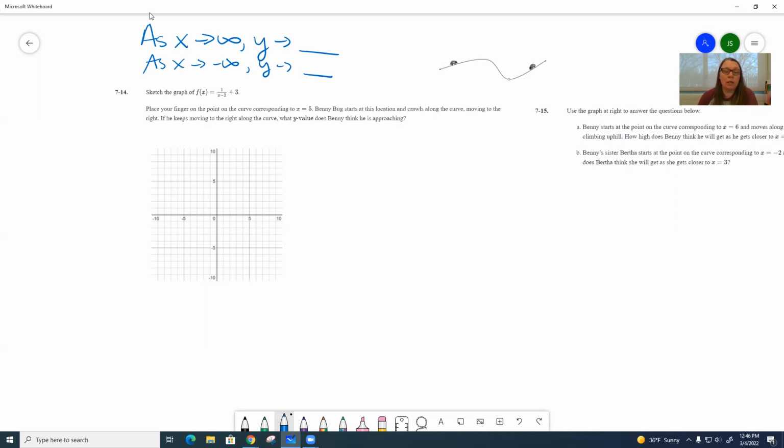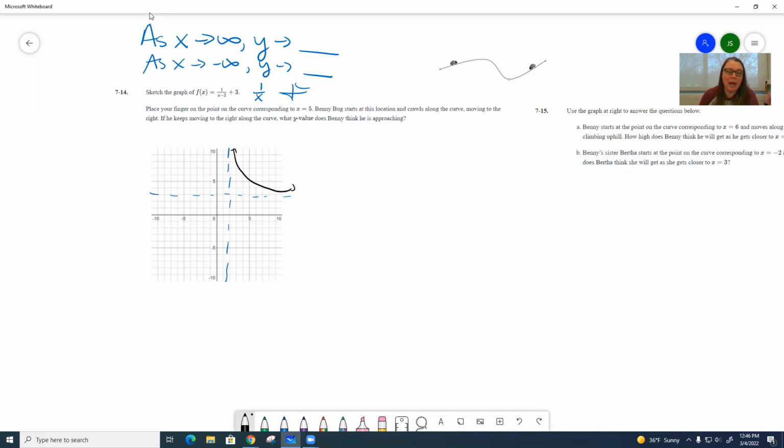So in 14, it has us sketching this graph. And so when we sketch this graph, we should be thinking, oh, it's a parent function of 1 over x. That's a hyperbola that looks like this. This minus 2 moves it to the right 2, and this plus 3 moves it up 3. So these are like my new asymptotes. And then I can draw in my branches.